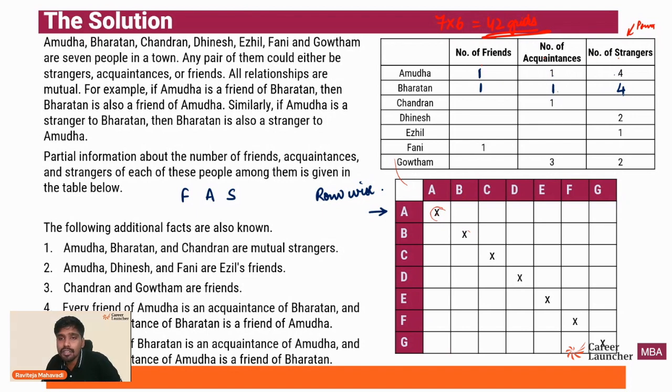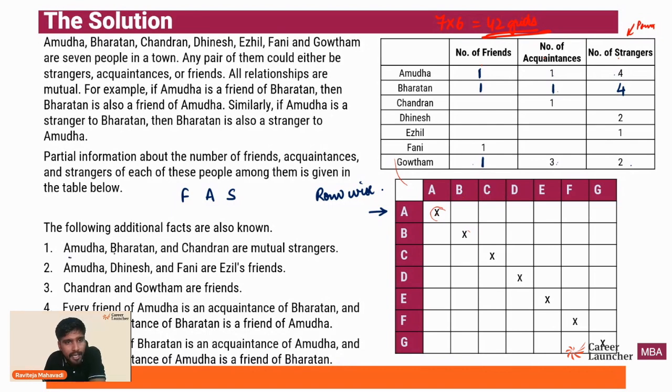Number of friends that Gautam, G, will have: the number of acquaintances he has is 3. 3 plus 2 is 5. There's only 1 relationship left. So Gautam will have exactly 1 friend. These are the things that we can directly determine from the table before starting to fill the grid.